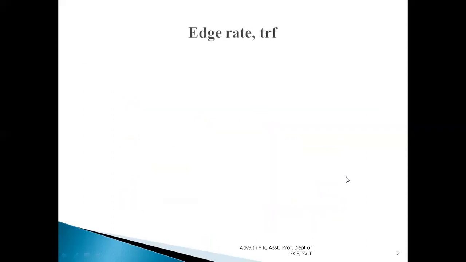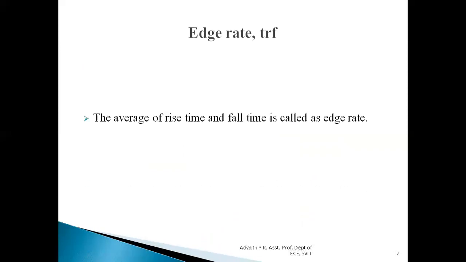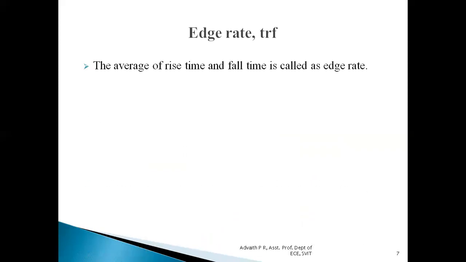Next, let us focus upon the definition called edge rate. Edge rate is given with the symbol TRF. The average value of rise time and fall time is called edge rate. It is just the average value of rise time as well as fall time. It is given by the formula TRF is equal to (TR plus TF) divided by 2.